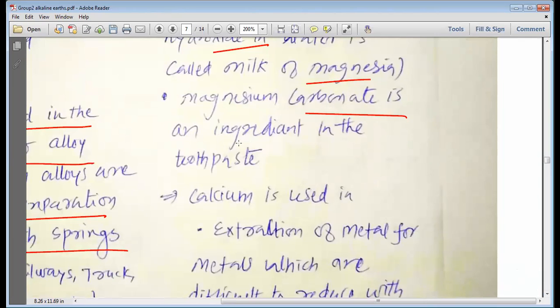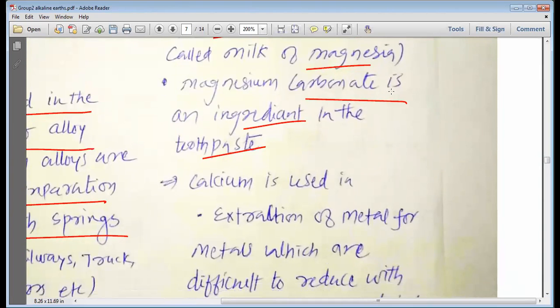Magnesium carbonate is an ingredient in toothpaste. My dear students, in the various toothpastes that we use, magnesium carbonate is used as an ingredient.